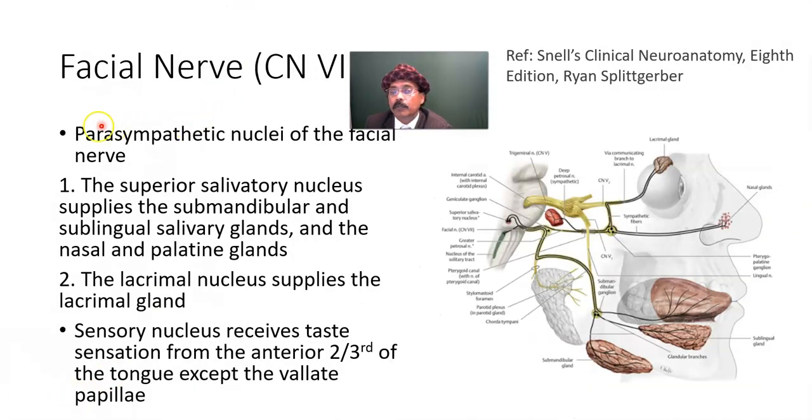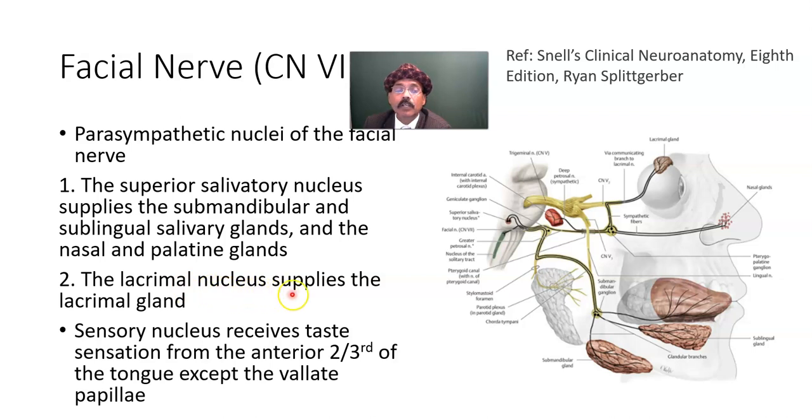The parasympathetic nuclei of the facial nerve have two components. One is the superior salivatory nucleus, which supplies the submandibular and sublingual glands. Here is a sublingual gland, here is a submandibular gland, via the submandibular ganglion. This is the superior salivatory nucleus. Just medial to that, we get the motor nucleus.